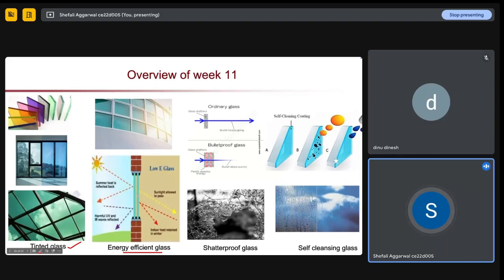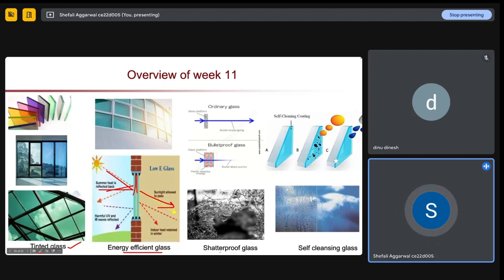Other type of glass is energy efficient glass. Energy efficient glass is a type of laminated glass only. As I told you, we are filling a gas in between two glass surfaces, mainly argon gas is used. So in this, what is happening is the infrared rays reflect back and only the sunlight is allowed to pass through it. All the harmful rays are reflected back and only the light is passing through this type of glass. So that's why it is called energy efficient glass.